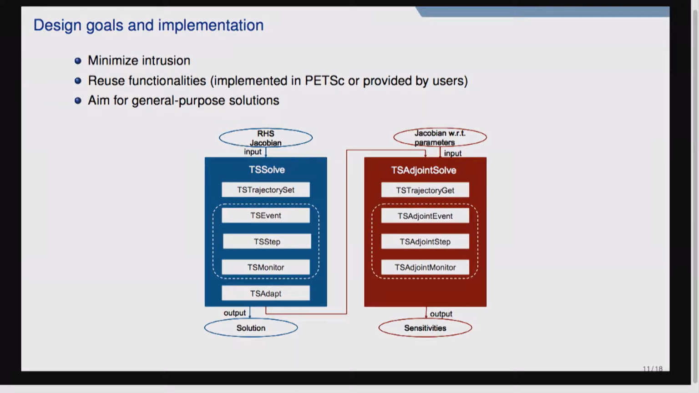So if you want to compute the sensitivities with respect to initial conditions, you don't need to provide any extra information except the traditional right-hand side function and Jacobian needed by the forward solver. But if you want to compute the sensitivities to parameters, you need to provide additional Jacobian with respect to parameters.